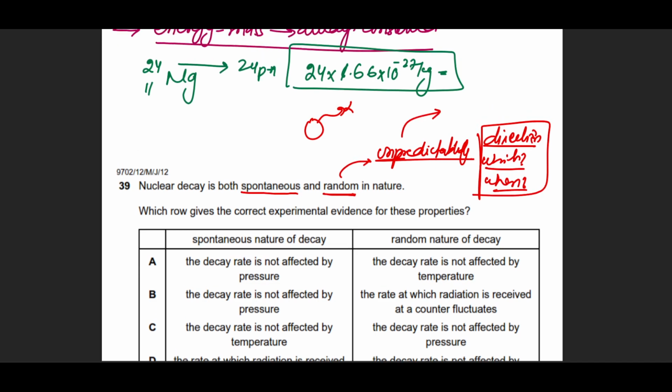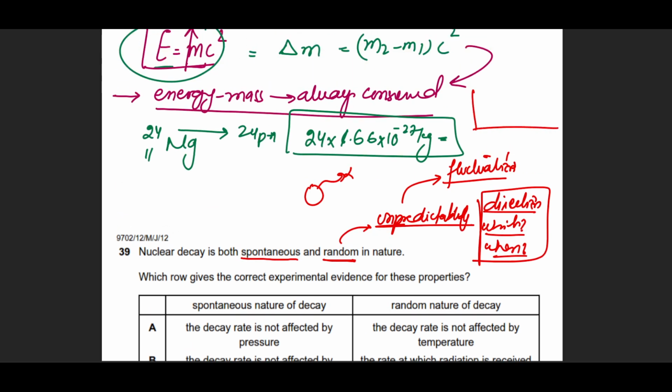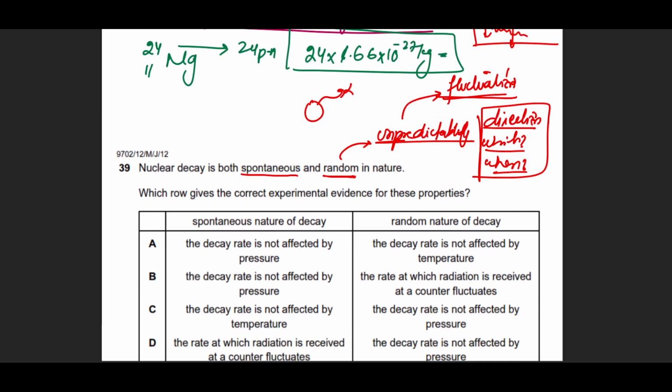And how did we know that this is actually happening? This is seen as fluctuations on the GM tube reading, the Geiger-Müller counter. The fluctuations are seen something like this. The decay is there, but the reading is sometimes higher, sometimes lower, sometimes higher, sometimes lower. It's not a steady value. So these fluctuations in the GM tube value are actually the evidence of radioactive decay being random.